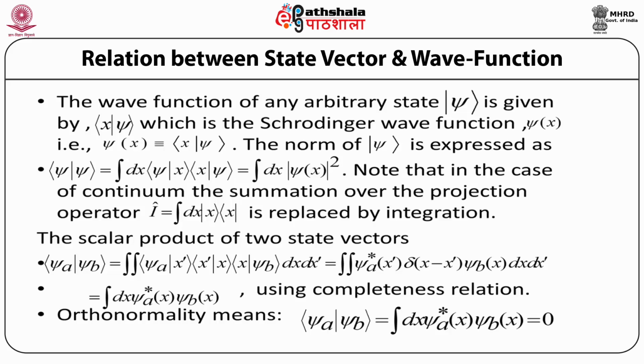And we also define what is meant by orthonormality. Orthonormality means that if we take the scalar product of the two state vectors, bra vector psi a ket vector psi b is equal to the integration over dx of psi a x star psi b x, this is equal to 0 for all state vectors psi a and psi b where a is not equal to b.